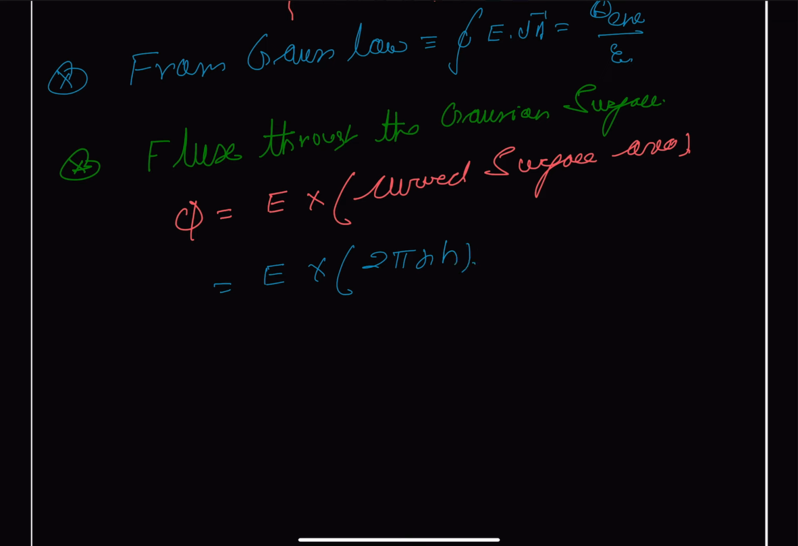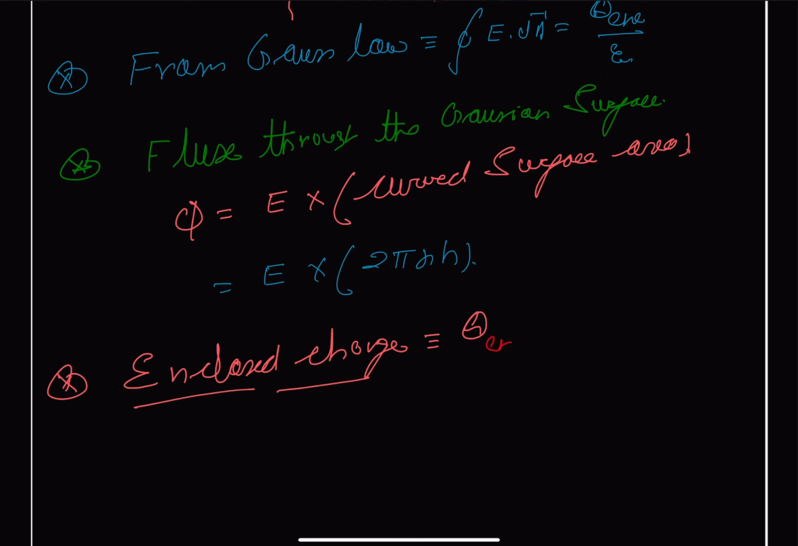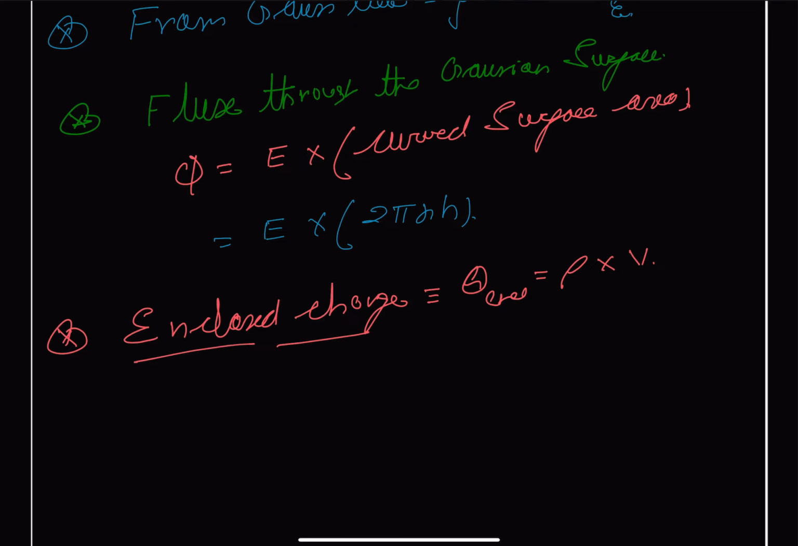And for finding out the charge enclosed, Q enclosed will be equal to charge density multiplied by the volume, and we get charge enclosed will be equal to rho times pi r square h.